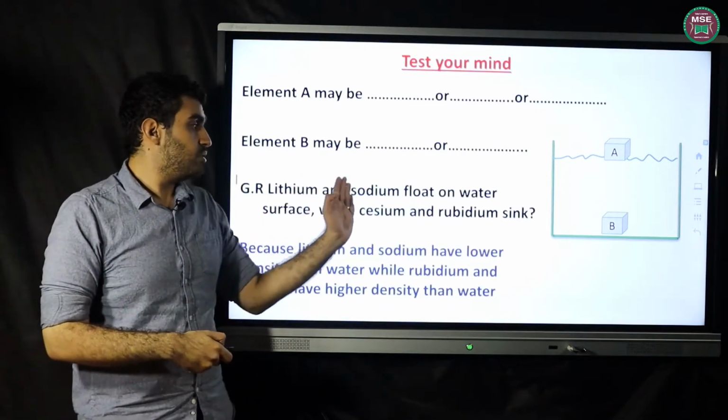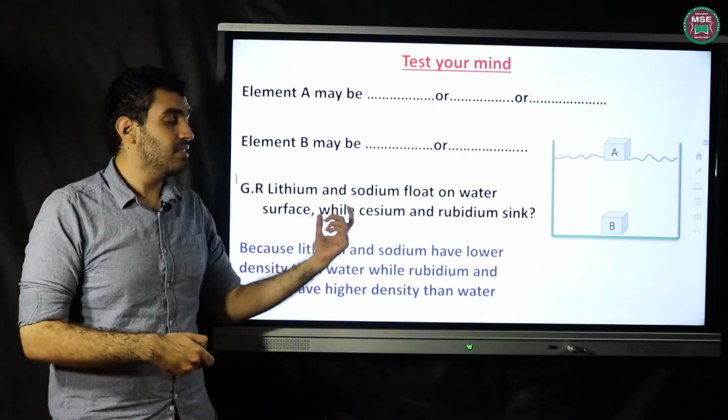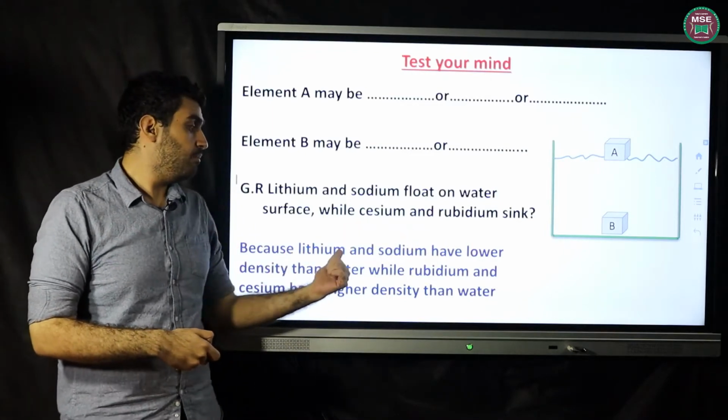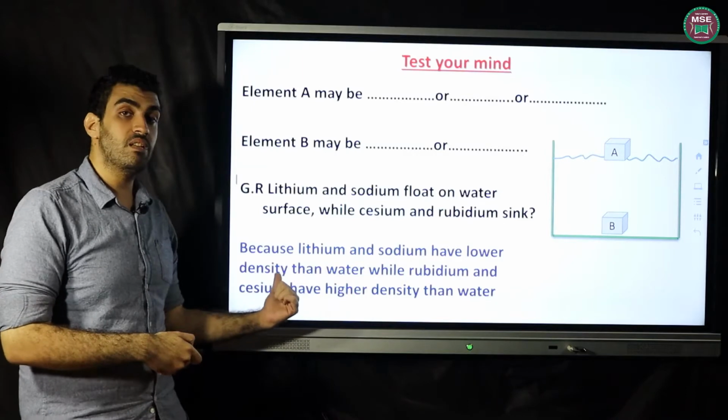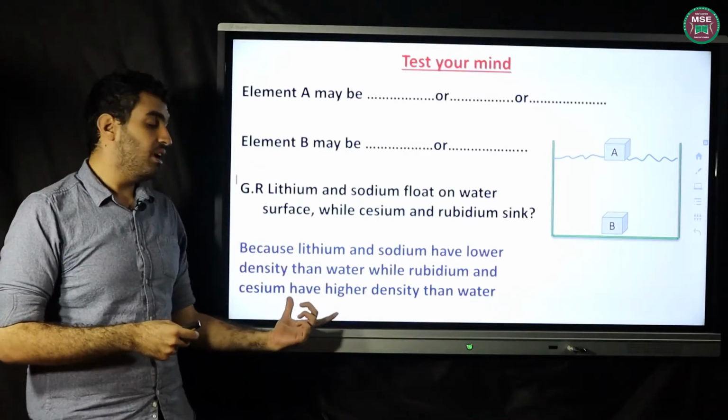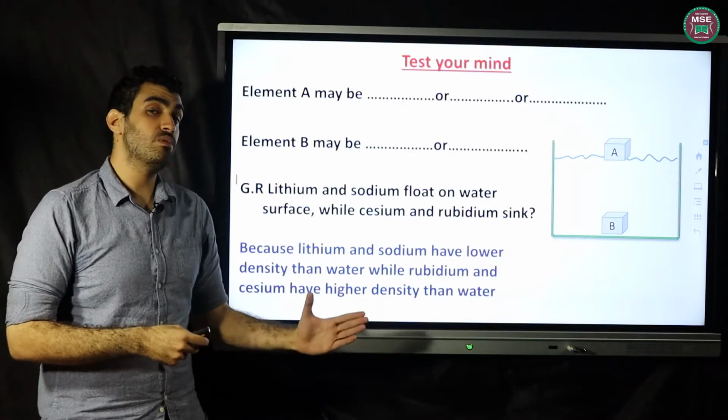Give reason: lithium and sodium float on water surface while cesium and rubidium sink in water, because lithium and sodium have lower density than water, so they float, while rubidium and cesium have higher density than water, so they sink.